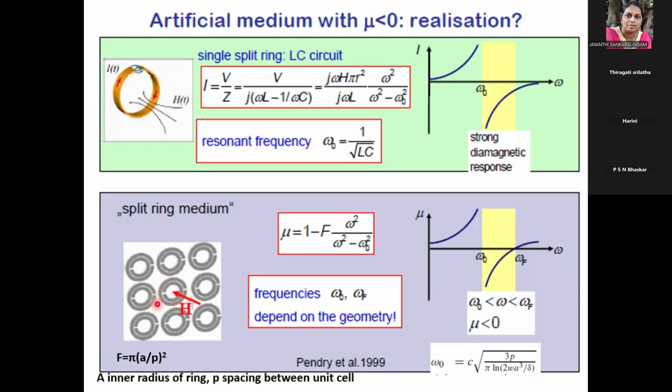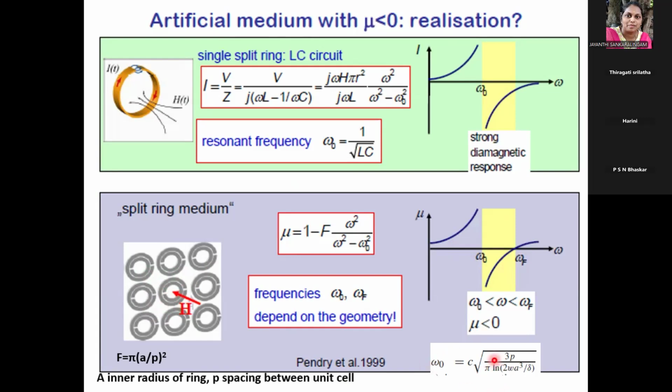If current is induced in the split rings, that means you have the spacing here which has the capacitance, and the conductor which has the inductance. So what happens at resonance? You have the maximum coupling of magnetic field, by which you can generate the maximum current. In these cases, you have the negative mu.